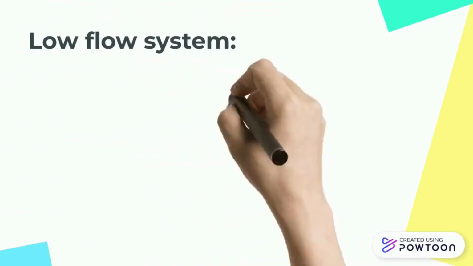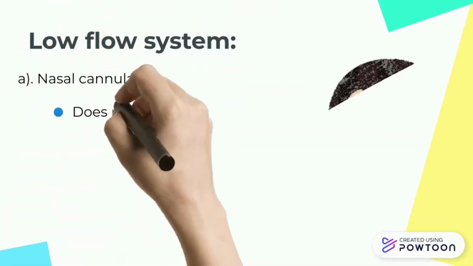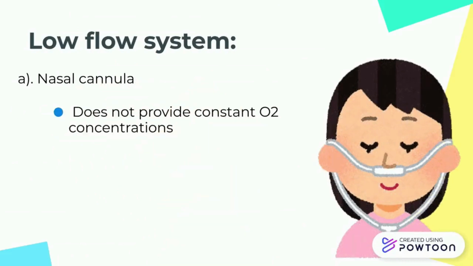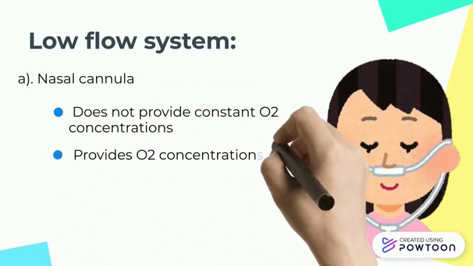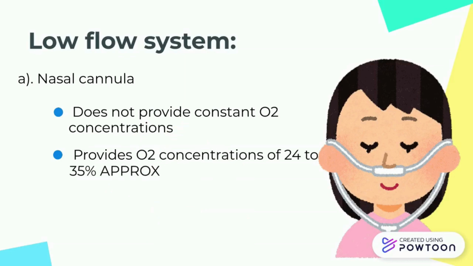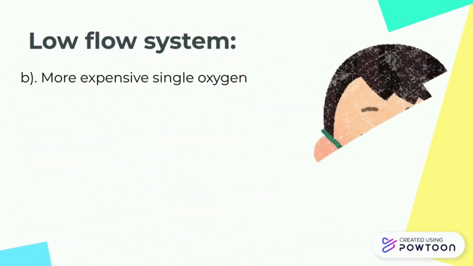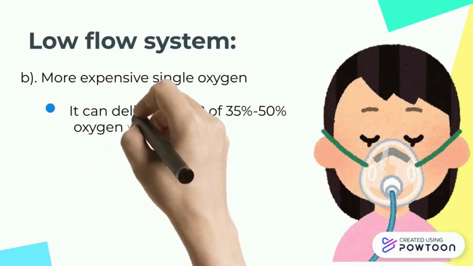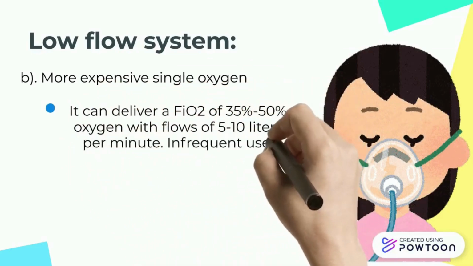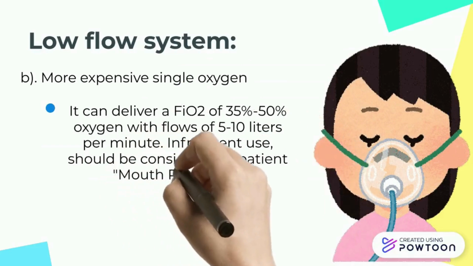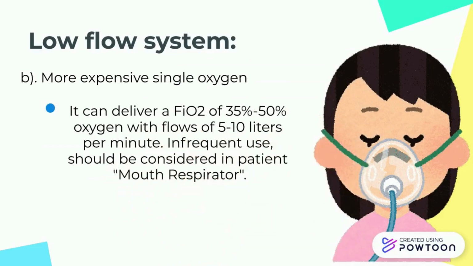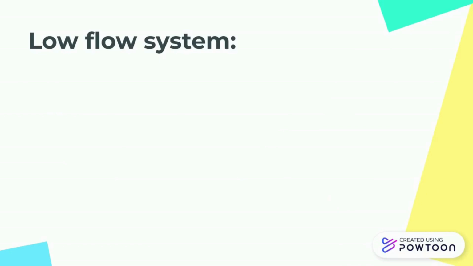Low flow systems. Nasal cannula does not provide constant oxygen concentration; it provides an oxygen concentration of 24 to 35% approximately, with flows from 2 to 4 liters. Simple oxygen mask. It can deliver a FiO2 of 35% to 50%, with oxygen flows of 5 to 10 liters per minute. Infrequent use; it should be considered in patients who are mouth breathers.